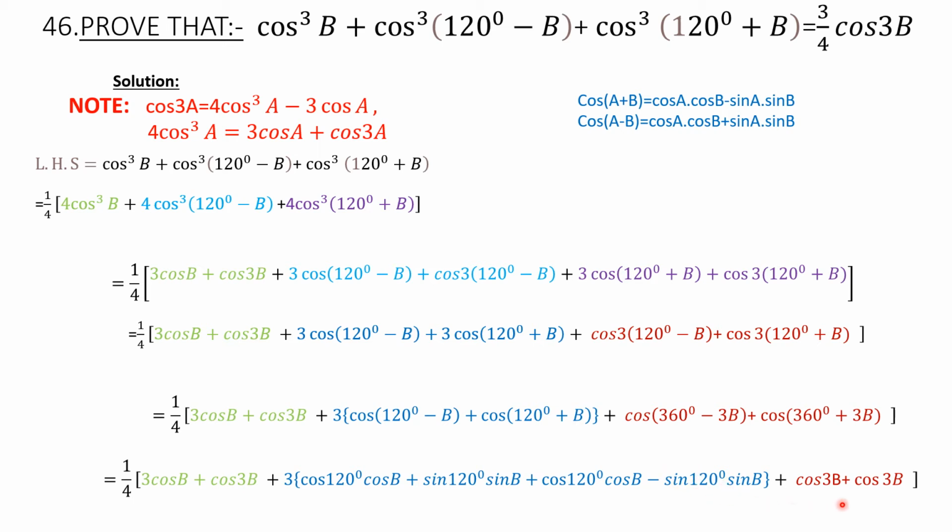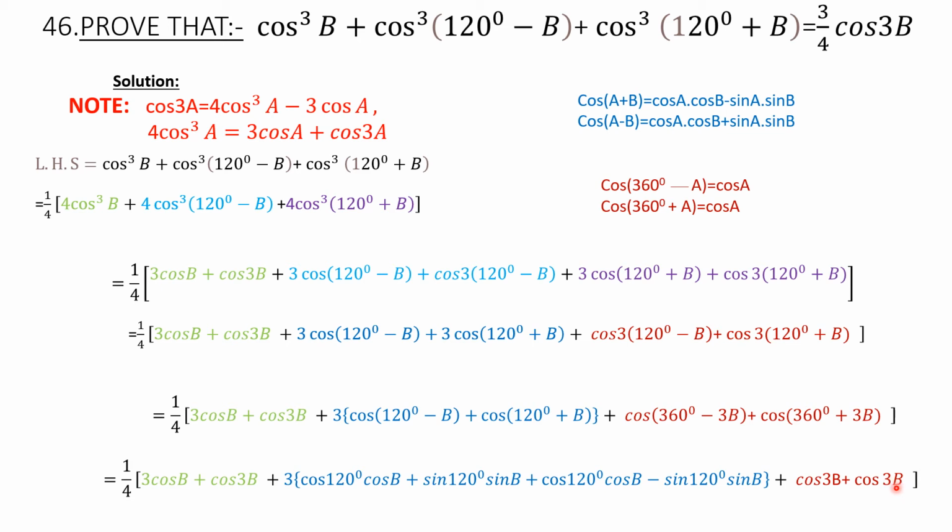Now I have mentioned here cos 3b and cos 3b. I didn't mention cos(360 minus 3b) and cos(360 plus 3b). Can you guess why? Because we have learned that cos(360 minus a) is cos a, and similarly cos(360 plus a) is also cos a. That's why we have written cos(360 minus 3b) as cos 3b, and cos(360 plus 3b) also as cos 3b.